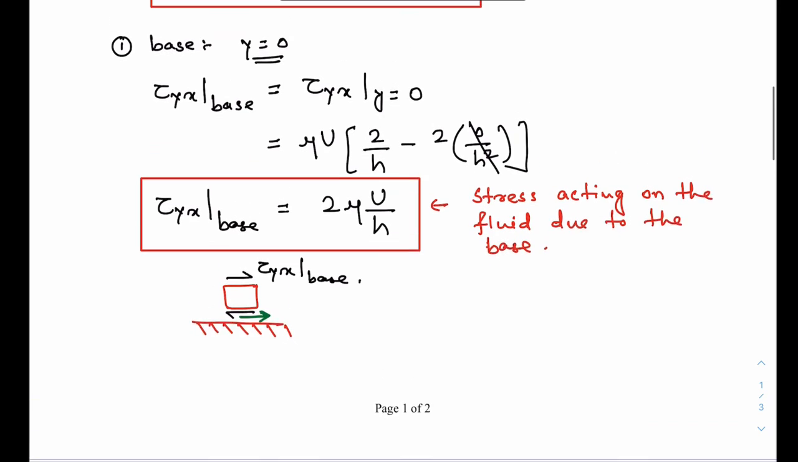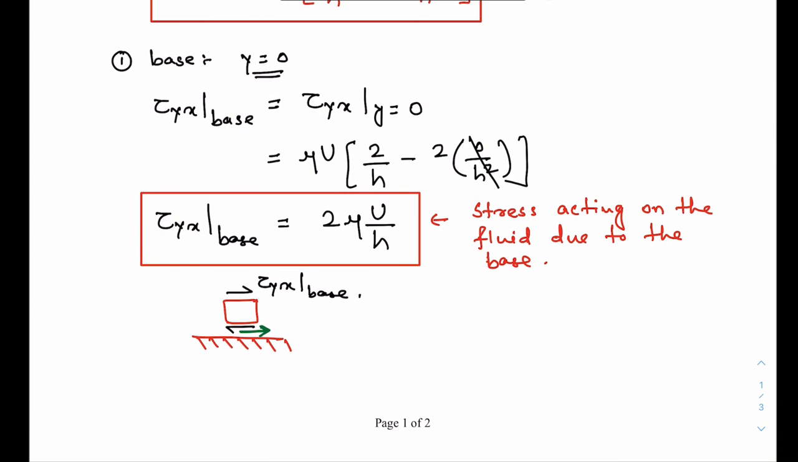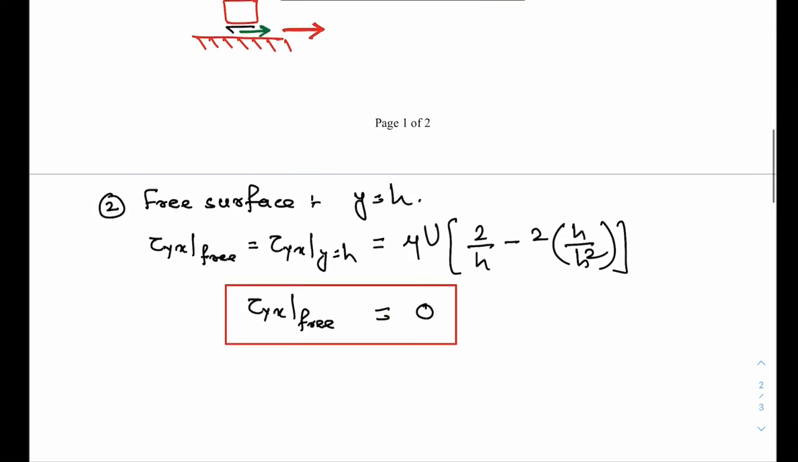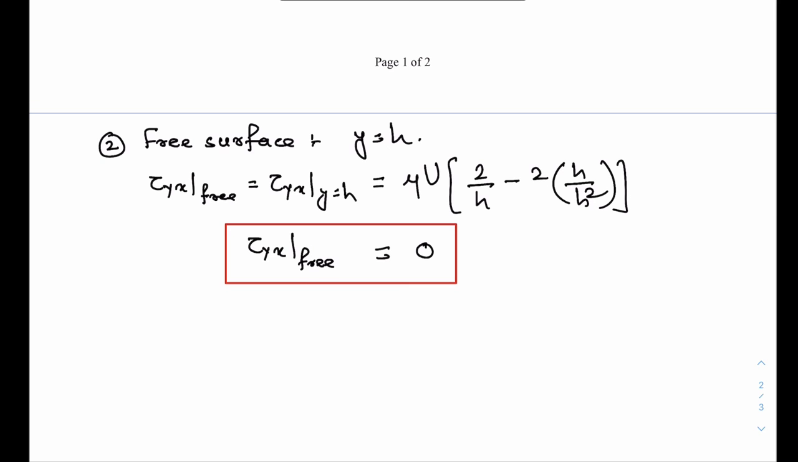So basically, the shear stress acting on the base due to the fluid is 2 times the dynamic viscosity times U divided by h, and it acts in the positive x direction, while the shear stress on the free surface is exactly equal to 0.